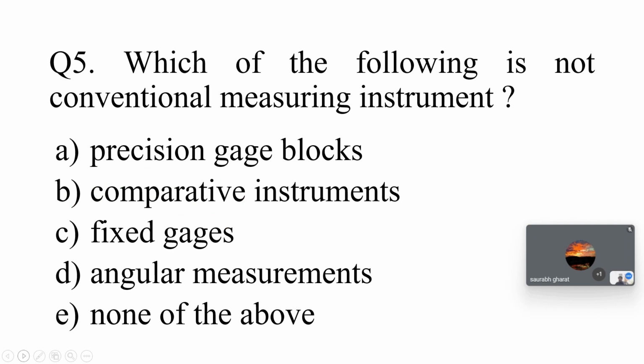So this is the fifth question. Which of the following is not a conventional measuring instrument? So these are the conventional ones, and which out of them is not conventional? That is the question that we ask here.